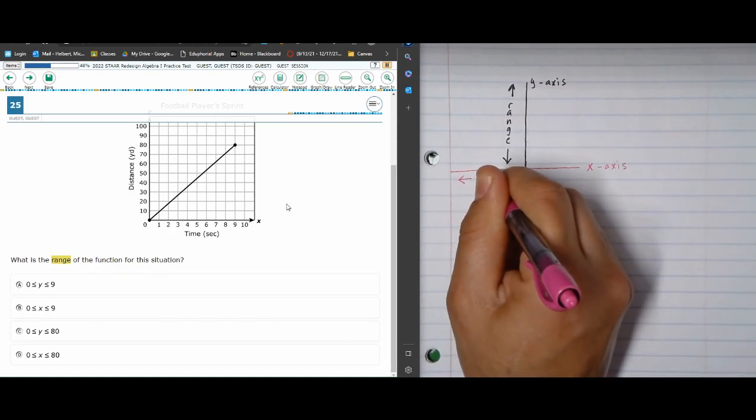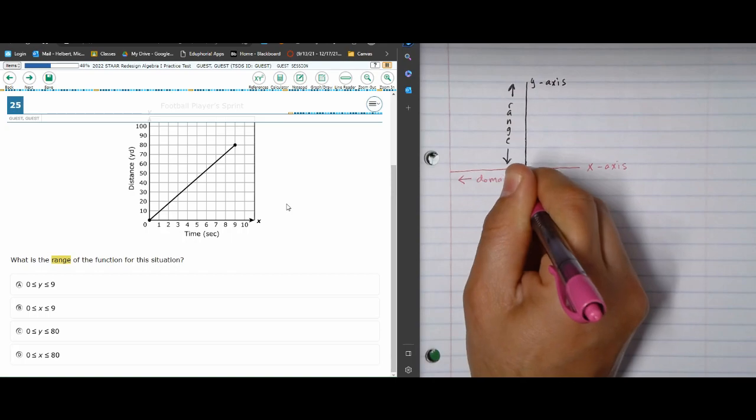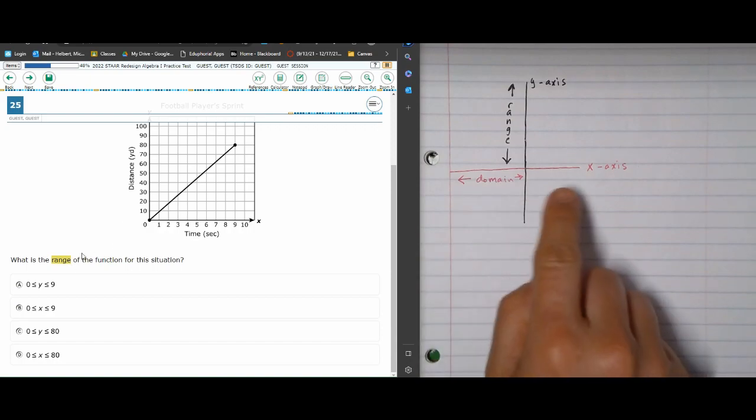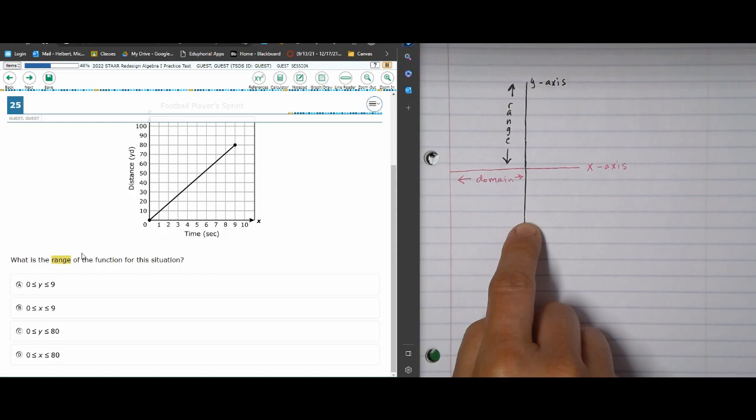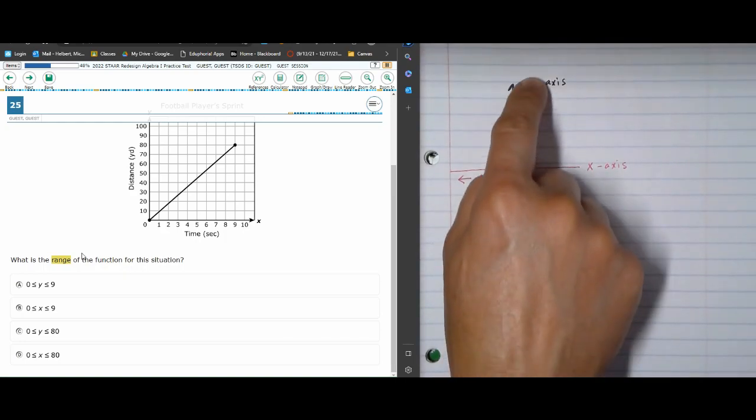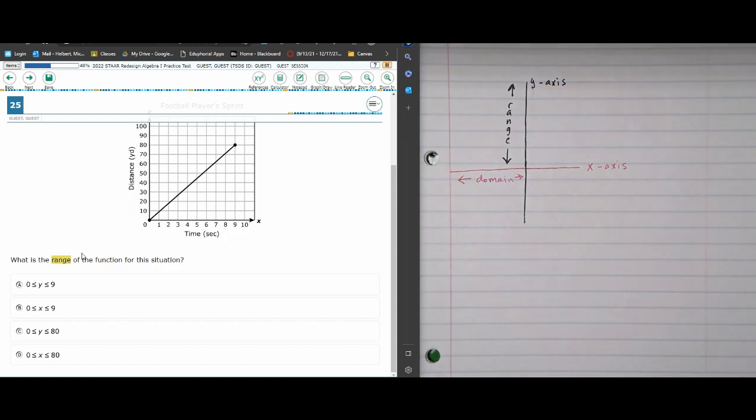And domain is our left and right. How far we go left and right. So you just got to remember this. So in this case, they're asking for range. That's very important. And what they're really saying is we want to know how far this graph travels up or down. So we're looking at those values.